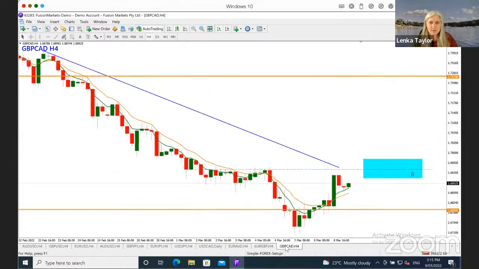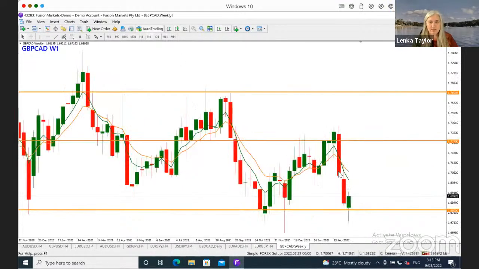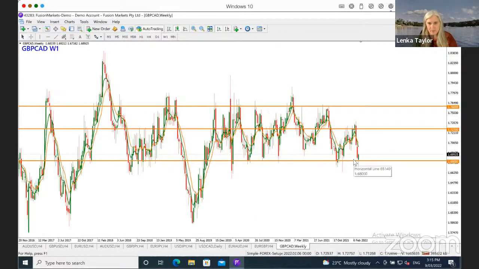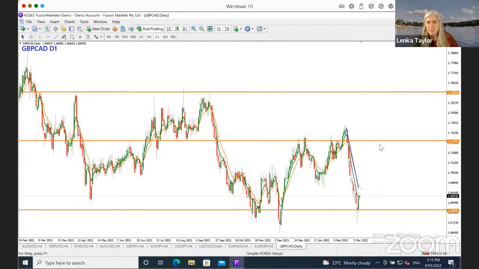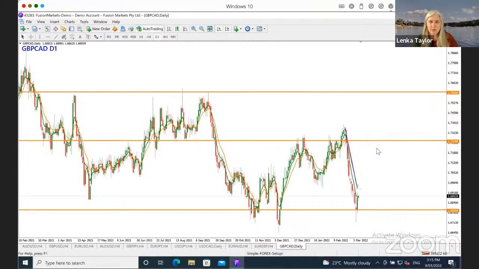The next currency pair is GBP CAD. I'm still looking for short, even though we're right at the bottom of the range that has been happening for a long time. We have pushed back up, so there's a possibility that we are going to keep going up towards the top or middle of that range.